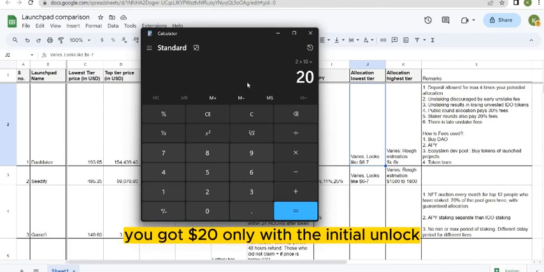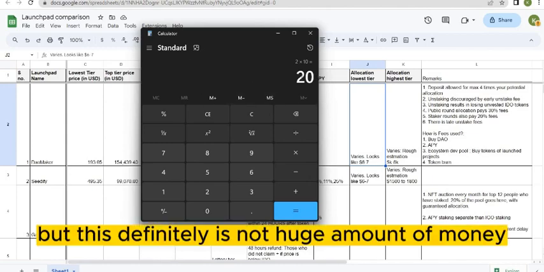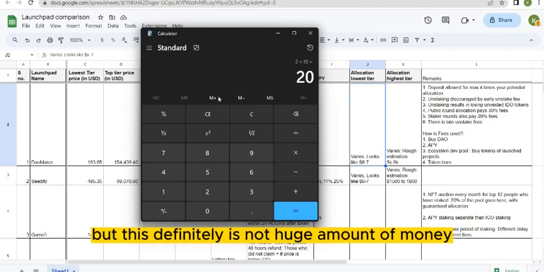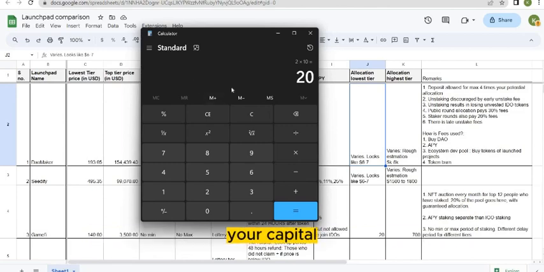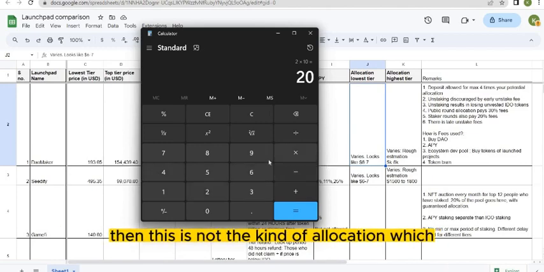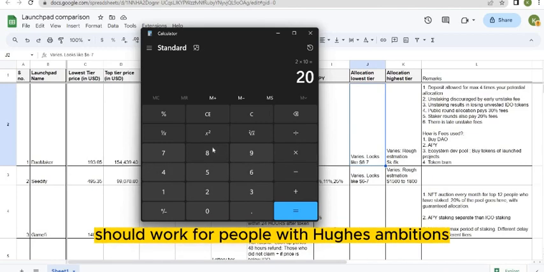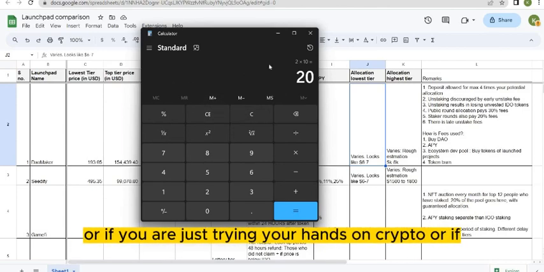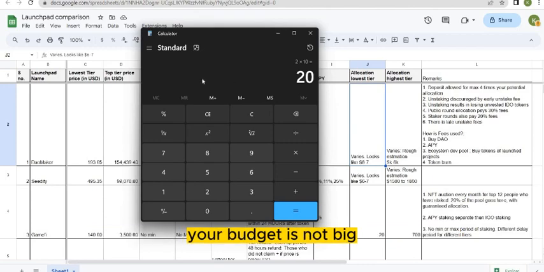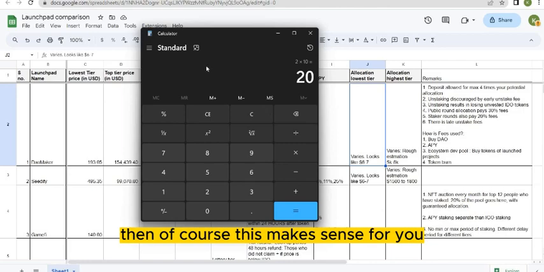You got $20 only with the initial unlock, and there is more vesting to be claimed. But this definitely is not a huge amount of money. So if you are dreaming of making a big amount on your capital, and if the ideas are also doing well, then this is not the kind of allocation which should work for people with huge ambitions. If you're doing it for fun, or if you are just trying your hands on crypto, or if your budget is not big, then of course this makes sense for you.